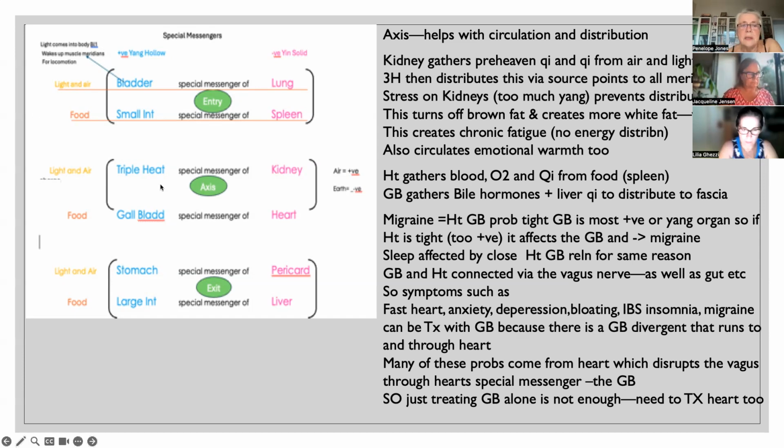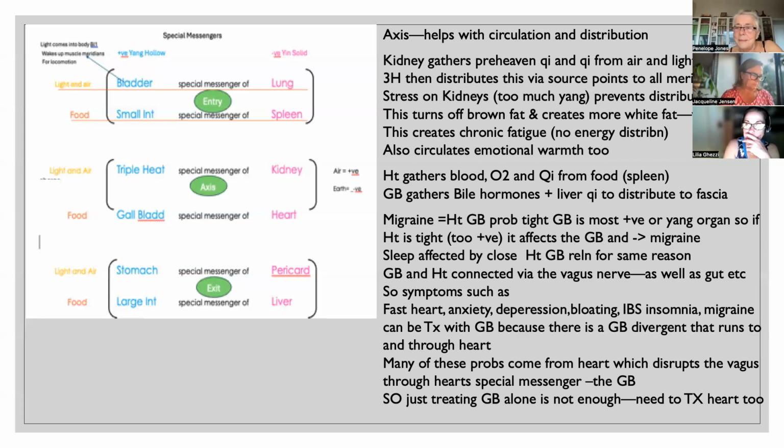But then I thought, I know that my kidneys are pretty stuffed, so why don't we treat the kidneys as well? So that's what we did. I got Bev to put one hand on one of my kidneys and the other hand on the triple heater point on my wrist. And the pain that I felt in my shoulder was enormous, and it helped to clear whatever was in my shoulder. So that's the first time I ever used the knowledge of special messengers.